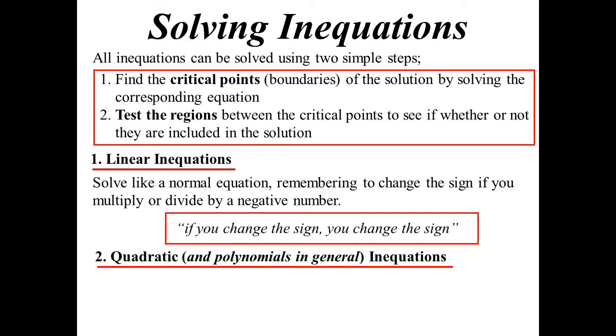Very good. Quadratic inequations, and any polynomial in general, of course. So let's do a quadratic one. 6 minus 5x minus x squared is greater than 0. I personally prefer the coefficient of x squared to be positive. It's just easier to factorise, I think. But again, change the sign, change the sign. So it becomes less than 0.